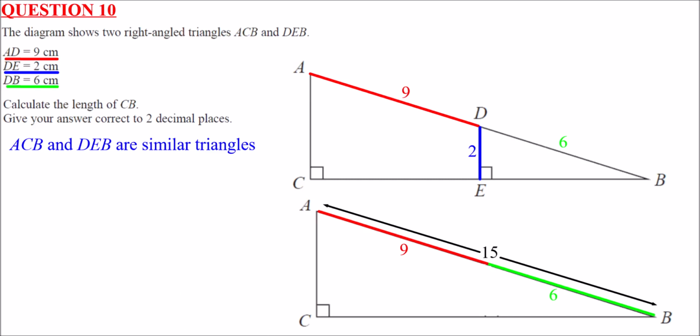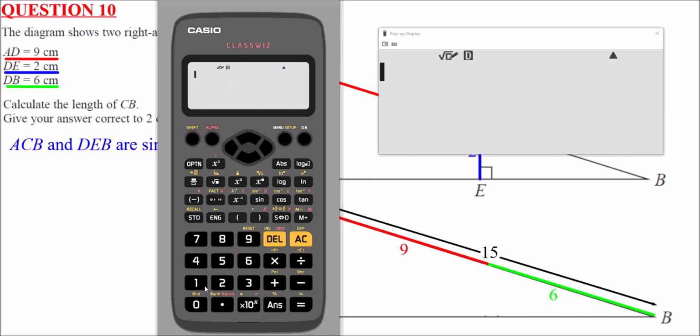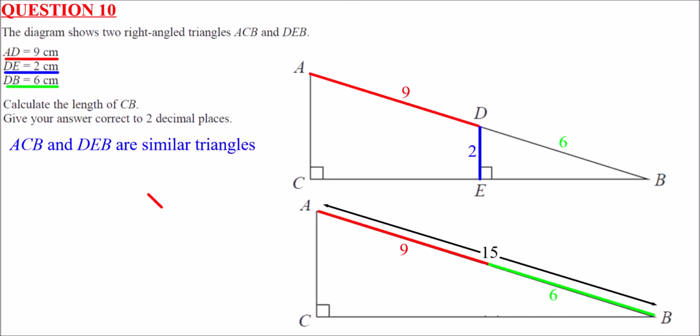Well, we can do one value divided by the other to find out. 15 centimetres divided by 6 gives us 2.5. So what we found out here is that triangle ABC is an enlargement of triangle DEB, scale factor 2.5. So because of that, this yellow triangle ACB is this green one blown up by scale factor 2.5.